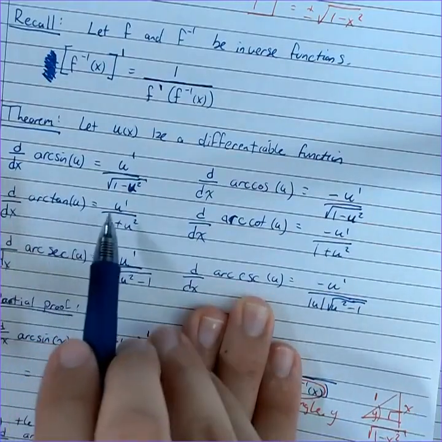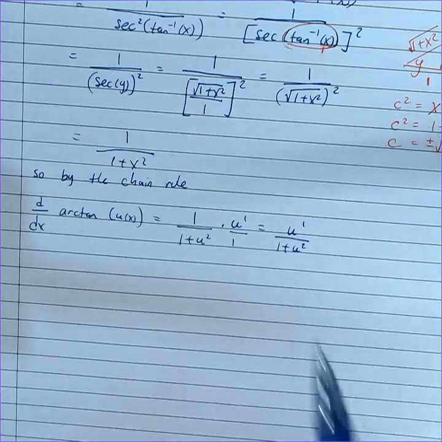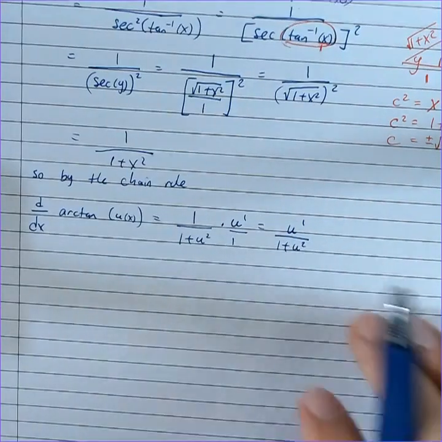And that's what we were trying to prove over here. The derivative of the arctangent is u prime over 1 plus u squared.